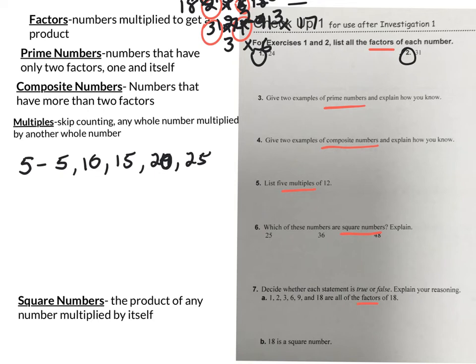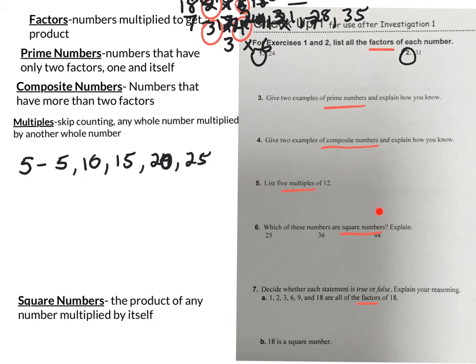Let's do another example. Let's use a different number. Let's use a prime number. Let's use 7. 7 times 1 is 7. 7 times 2 is 14. 7 times 3 is 21. 7 times 4 is 28. 7 times 5 is 35. Those are multiples of 7. They are not factors. Multiple is skip counting by the number. Okay, so that should help you with number 5.